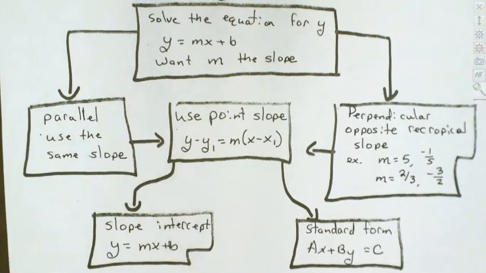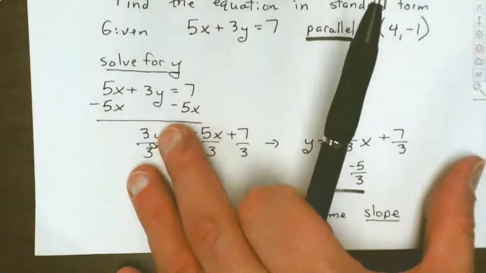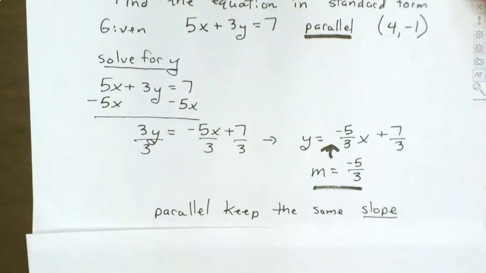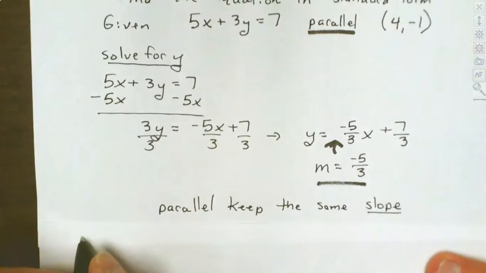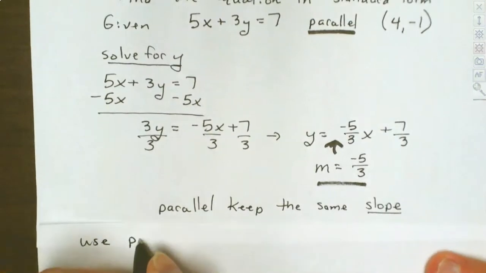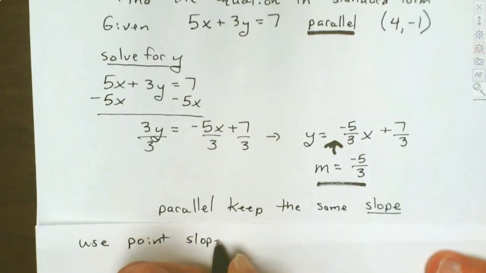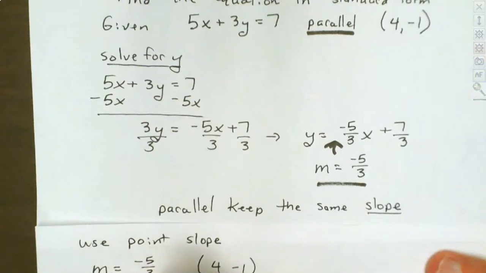So what are we going to use next? Okay. Next we're going to be using our point slope formula. So we have our slope, and we're going to use that point. So we're going to use point slope. And we've got that slope that we found to be minus 5/3, and the original point was 4, -1, so that comes back here.